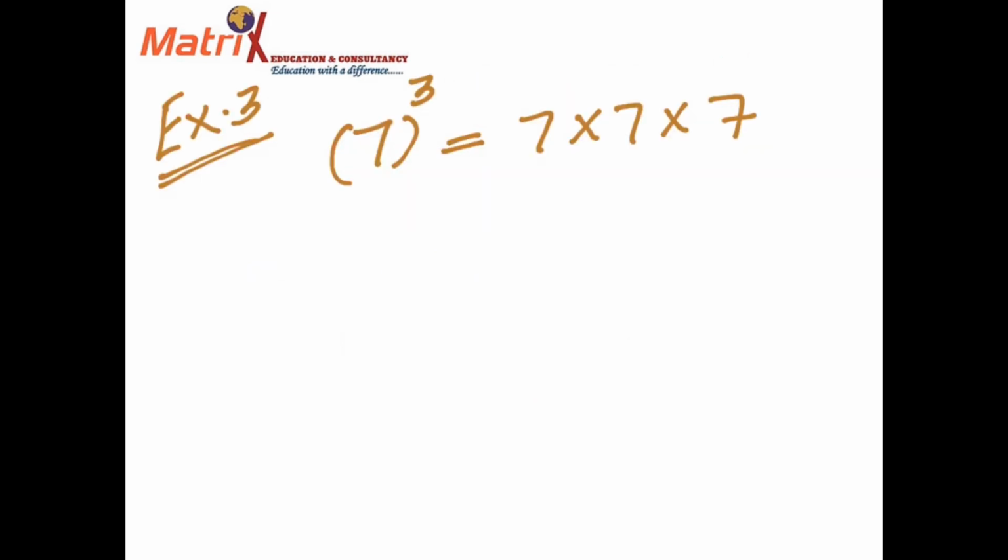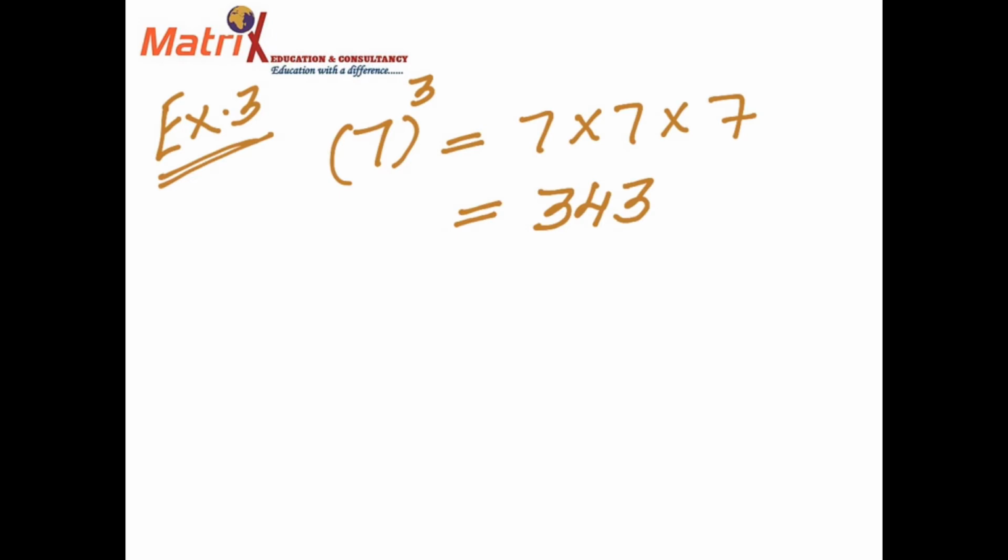Let's simplify this. I have already written 7 times 7 times 7, and we simplify, we get the answer as 343, because 7 times 7 is 49 and 49 times 7 is 343. Sometimes I have seen students get confused and multiply 7 with 3. So please do not do that. It is not 7 times 3. It is 7 raised to the power of 3, which means 7 is multiplied by itself 3 times.